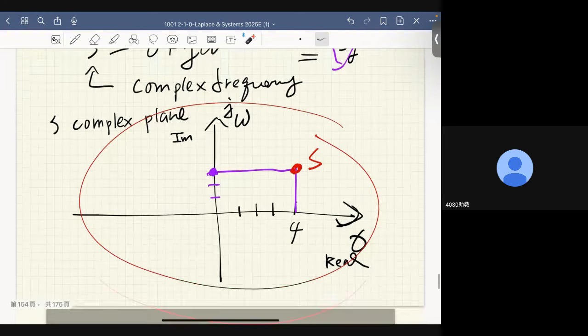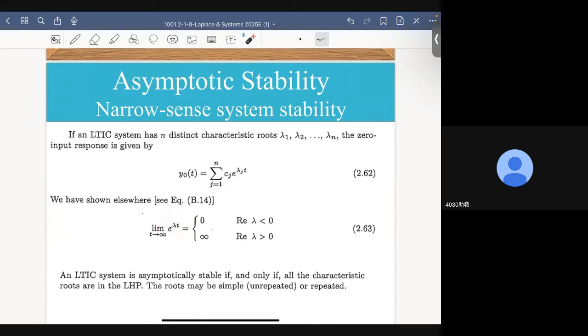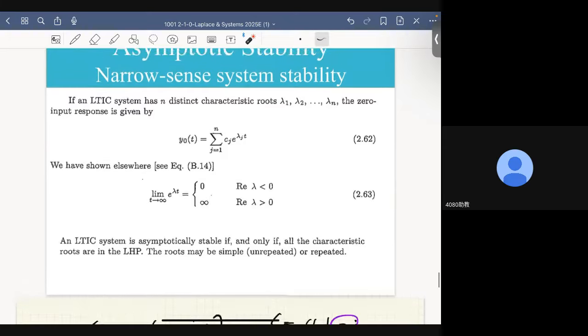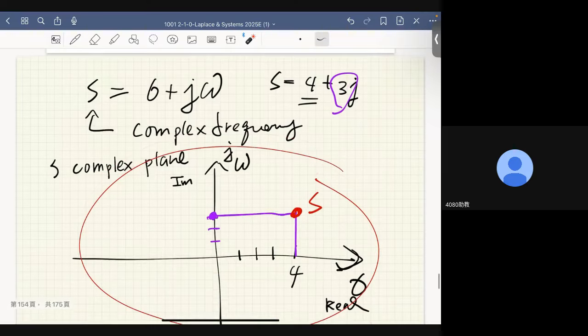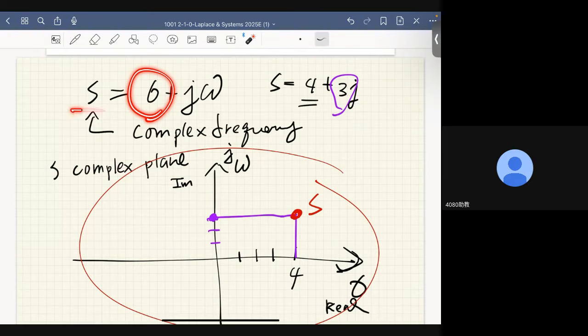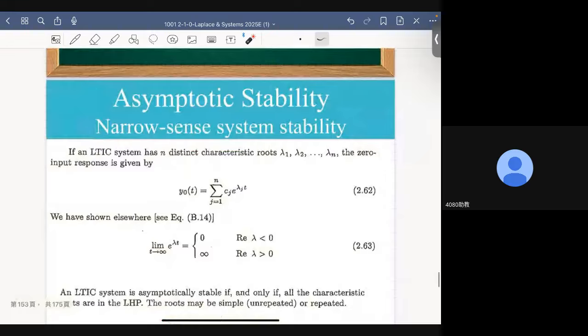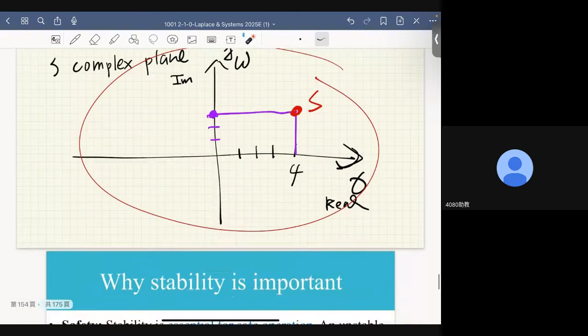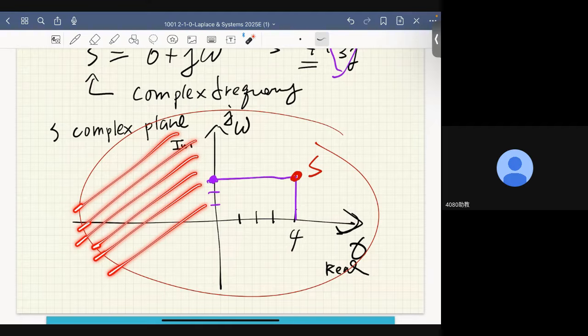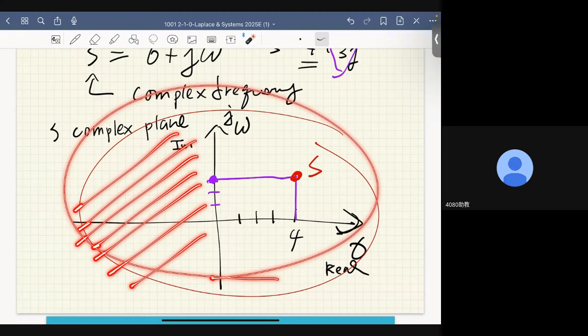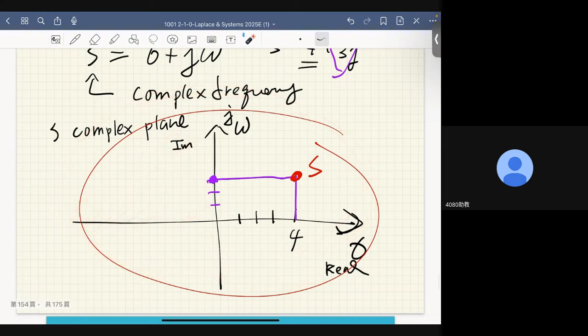All right, now here lambda corresponds, of course, to S. Now, for a system to be asymptotically stable, it means that the real part of S has to be negative. So that means the location of S has to be on the left half plane of the S complex plane. All right.